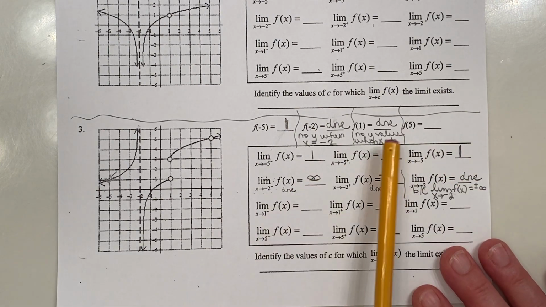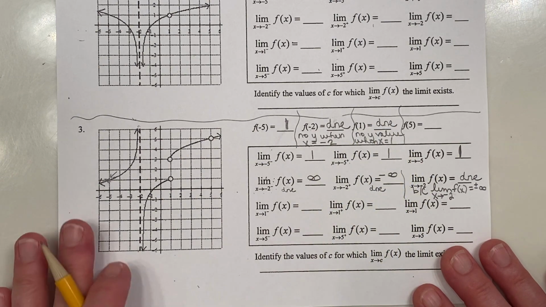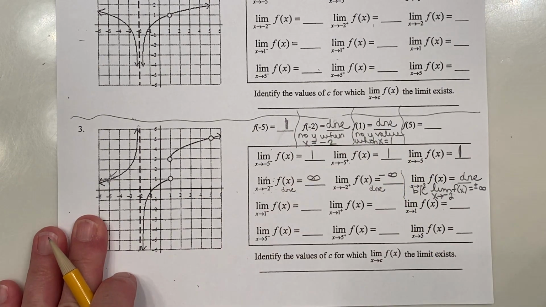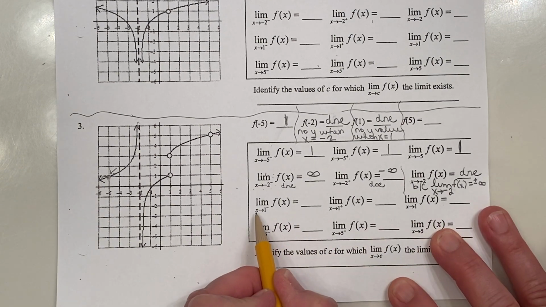And this time I put the word value. Over here I didn't. It's probably a better description when you put no y value, but no y is fine. All right, so let's come down here to this row. What's the limit of the function as x approaches 1 from the left?